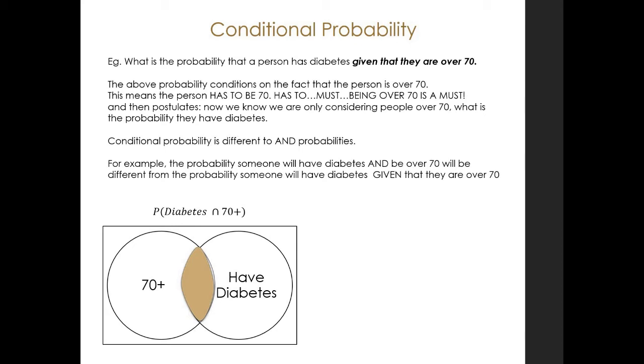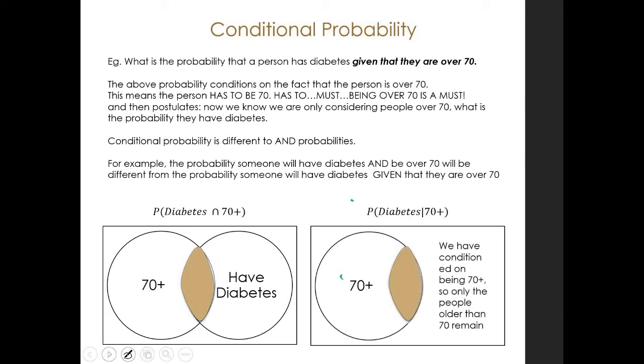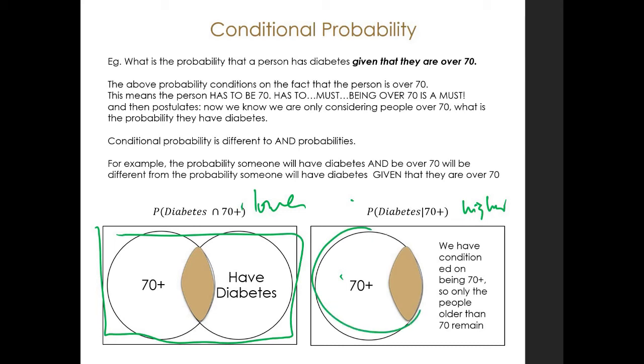But when you say given that they are over 70, you're only including people who are 70 and plus, right? And so you get something that looks like that instead, because you're only including the 70 and plus. Now this is going to be a much higher probability, and this is going to be much lower, because it's the same brown section, but this is divided by a much bigger denominator. This denominator is only that big, right? And that makes sense. If you know someone is over 70, there's going to be a higher chance of them having diabetes compared to them having diabetes in this particular probability.